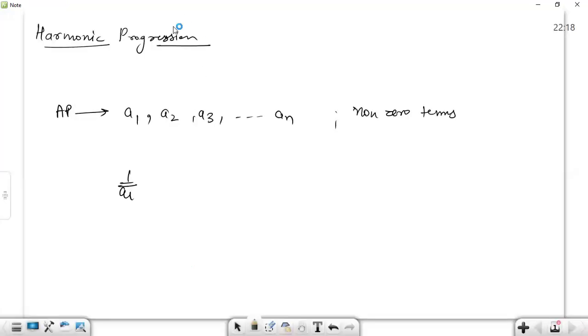So 1 by A1, 1 by A2, the reciprocal of the third term, and similarly, the reciprocal of the nth term. Now, this progression is simply in HP, harmonic progression. Non-zero terms, why? Because the reciprocal of zero is not defined. That's why there have to be non-zero terms. Clear? Any doubt?